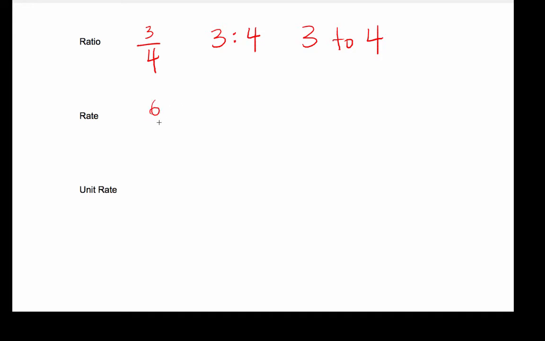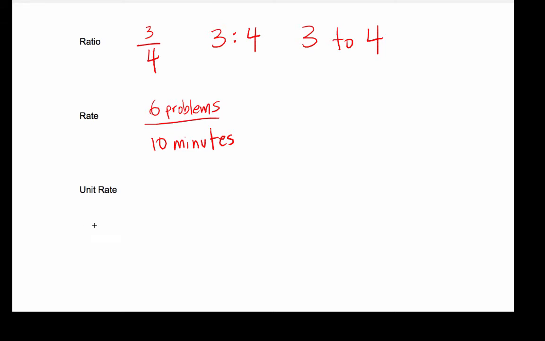A rate would be like, say you do 6 math problems in 10 minutes. So you do 6 problems per 10 minutes. A rate tells you how many or how often something occurs compared to something else. That's what a rate is. A lot of times rates involve time.